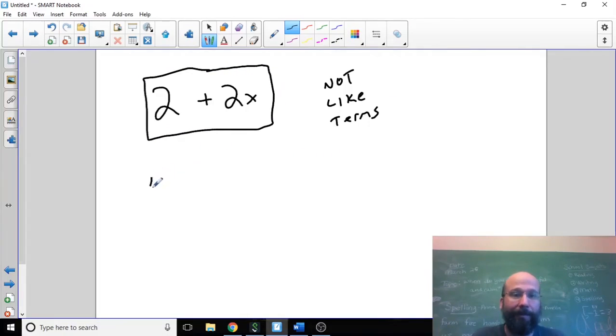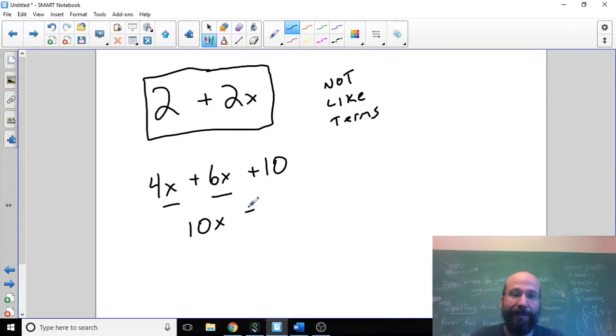Where if you had a problem like 4x plus 6x plus 10, now we have a number with a variable of x, another number with a variable x, and just a number by itself. These two terms are like terms because they both have the letter x. So we can combine them. 4x plus 6x would be 10x.